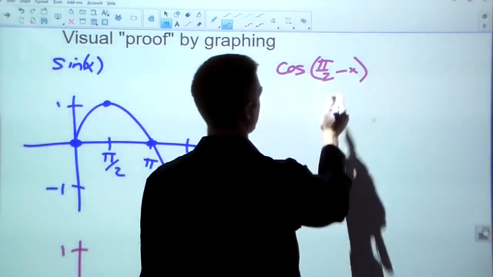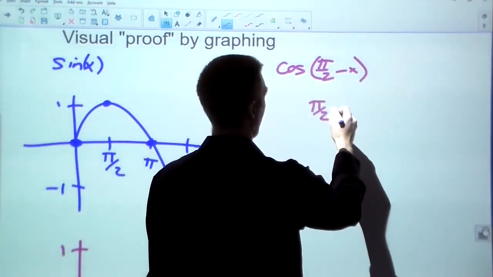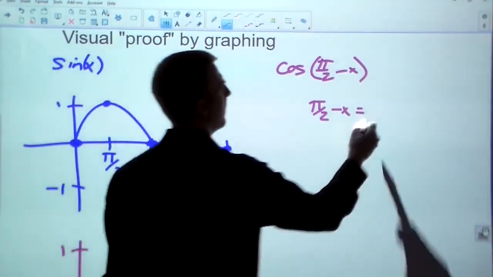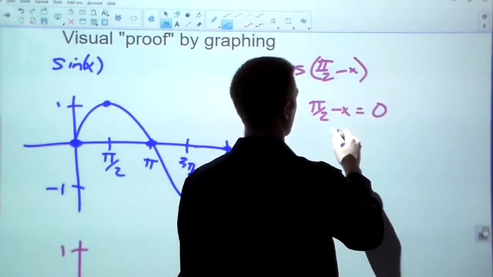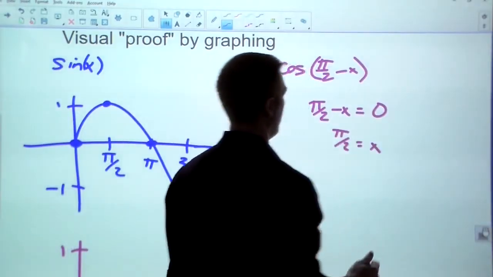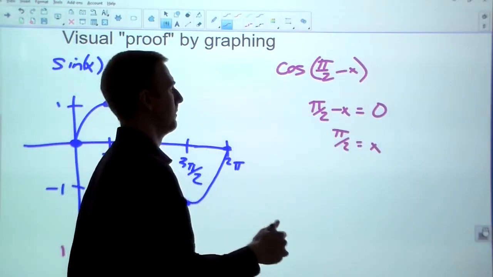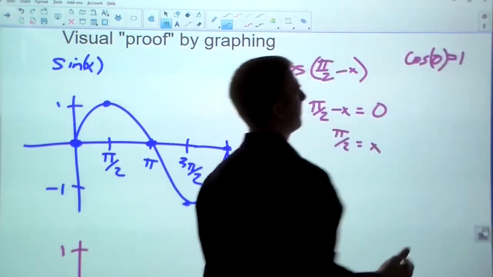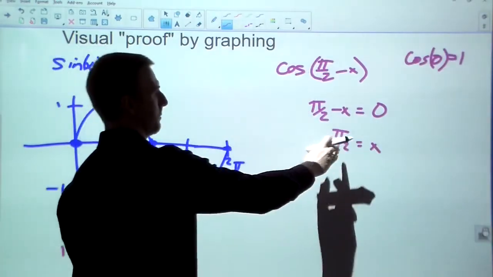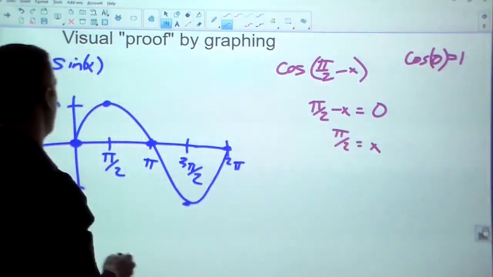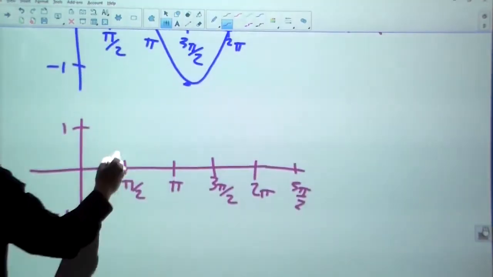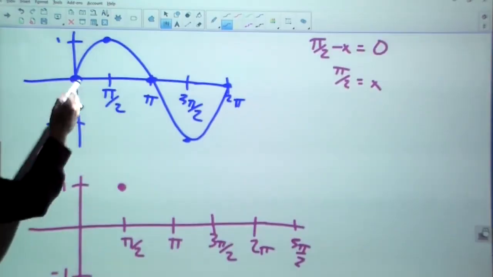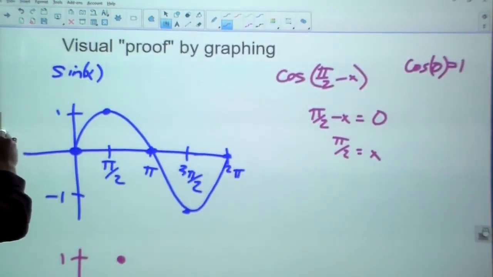Now to look at the complement for cosine here, I'm going to do our little trick where we set this equal to 0. Think about where cosine normally starts and where this one's going to start. This one will start at pi over 2. Now cosine of 0 gives you 1, so at pi over 2, the y value is going to be 1. So I'm going to put a point down here, pi over 2, 1. So far it's looking pretty consistent with the sine graph, even though it's only one point.